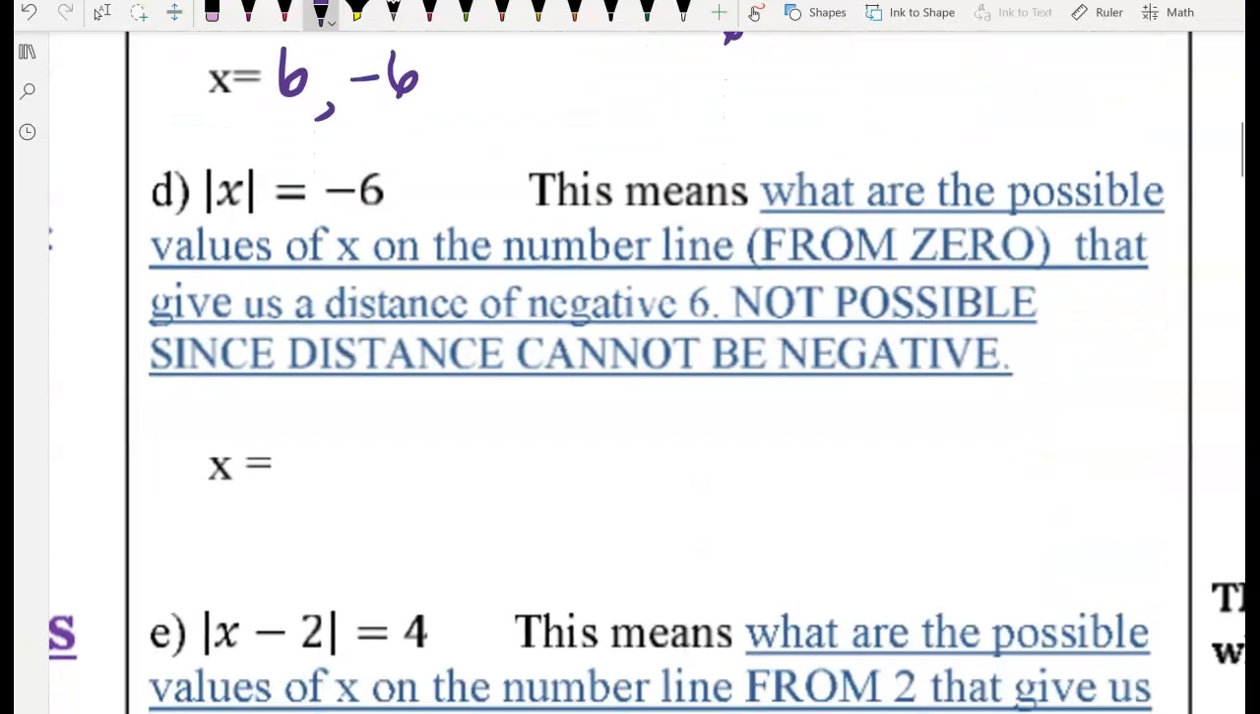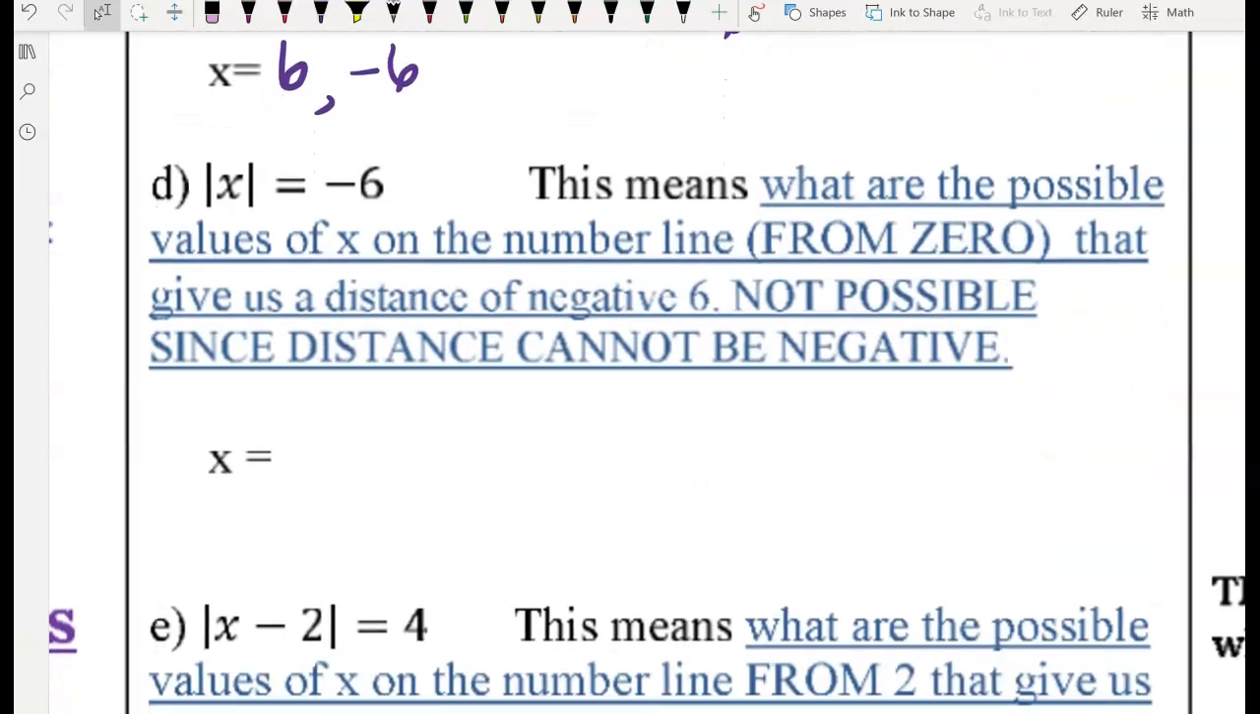D says absolute value of x equals negative 6. This means what are the possible values of x on the number line? Always from 0, that gives us a distance of negative 6. Since distance is not possible to be negative, this is not going to ever work. So x has no solution because distance can never be negative. So whenever we have an absolute value and it equals a negative number, we know right away that we will not have an answer for x.